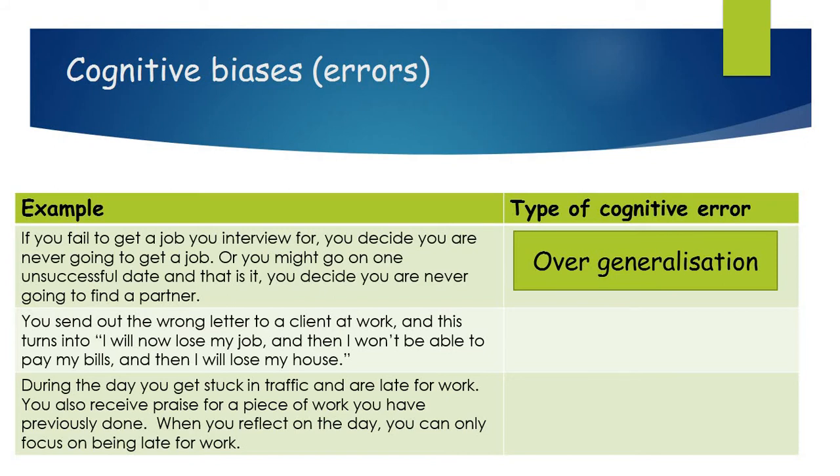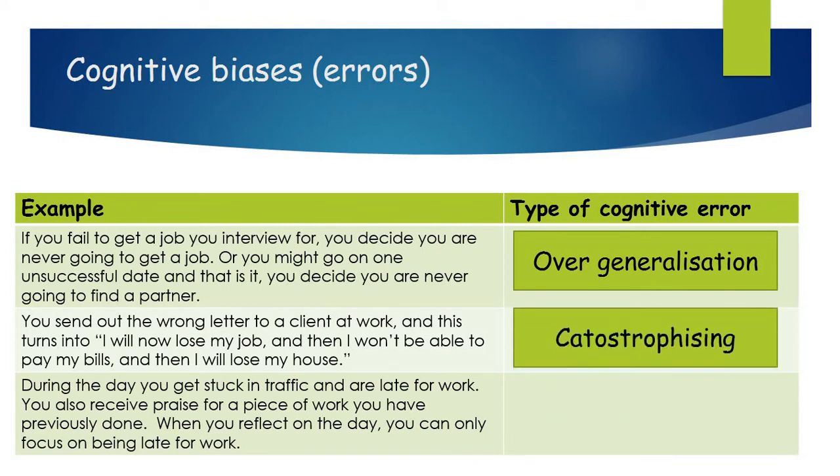Another example: you send out the wrong letter to a client at work, and this turns into, "Okay, I'll now lose my job, and then I won't be able to pay my bills, and then I'll lose my house." So quite extreme. Something negative has happened, and because this person holds some negative schemas, they've interpreted the world negatively, and they've gone quite extreme here. We call this effect catastrophizing. It's gone beyond, it's turned into a catastrophe, an extreme interpretation of that event.